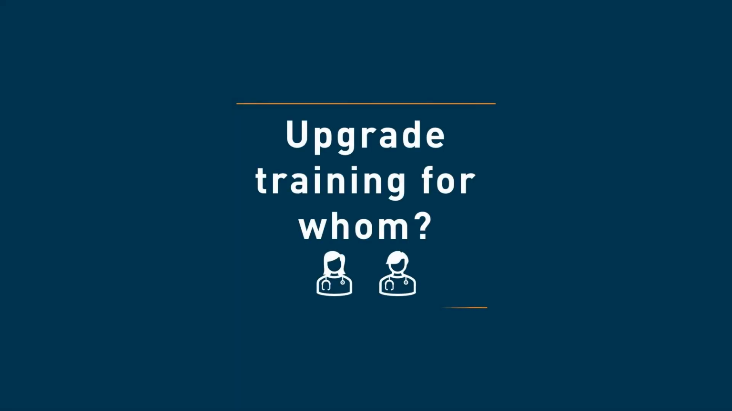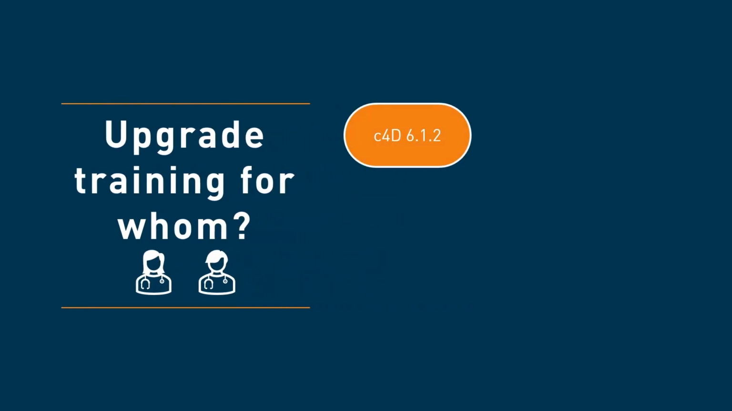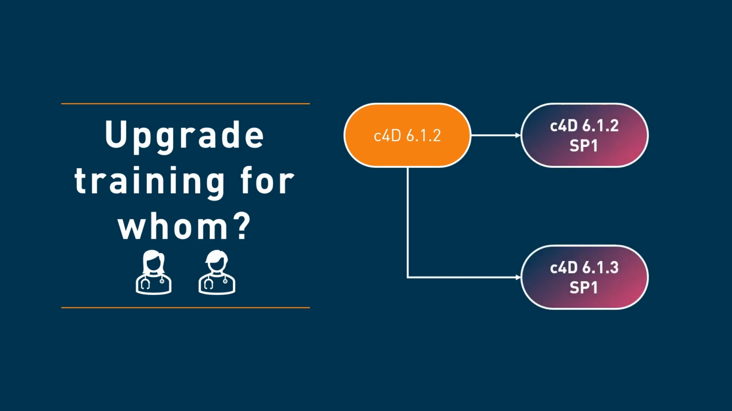Let me start by explaining for whom this upgrade is and why we have two releases. This training is meant for installations that upgraded from software version c4D 6.1.2 to c4D 6.1.2 Service Pack 1, or even further to 6.1.3 Service Pack 1. If you are upgrading from earlier versions, please check the previous training video for 6.1.2 first. The reason for this release split is simply that not all users will benefit from all changes we have implied. Thus, we decided to optimize our validation process and only include specific installations for each configuration, like Elekta, Accuray or Varian.